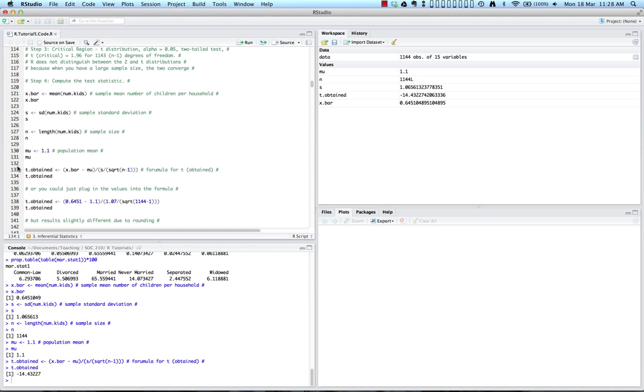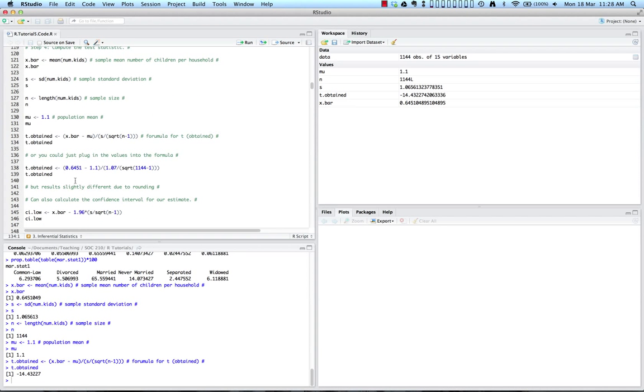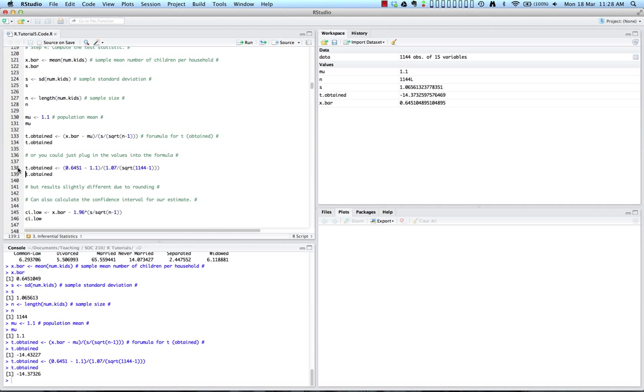Let's do that and see what we get for t obtained. We do that, and we see that we get a t obtained of negative 14.43 in this case. So we use our formula that way, and we can also just simply plug our values into the formula that we have for our t obtained. If we do that, we get a value that's pretty close, but slightly different due to some rounding differences, so negative 14.37 in this case.